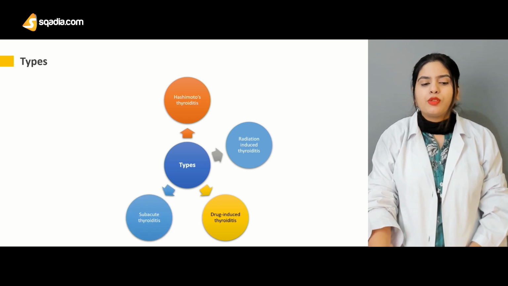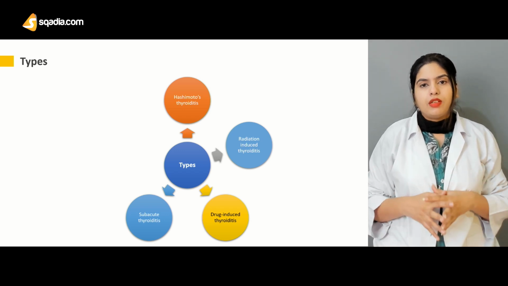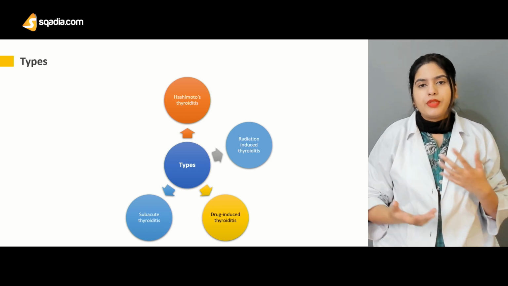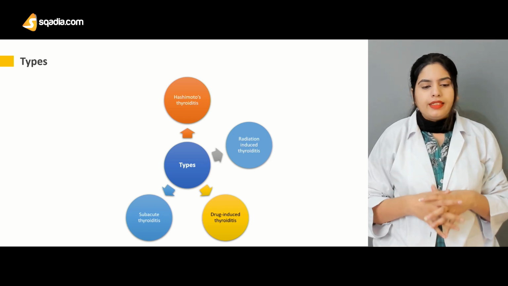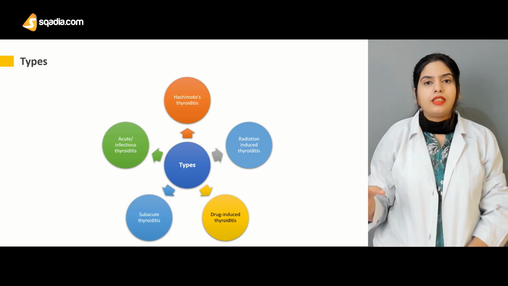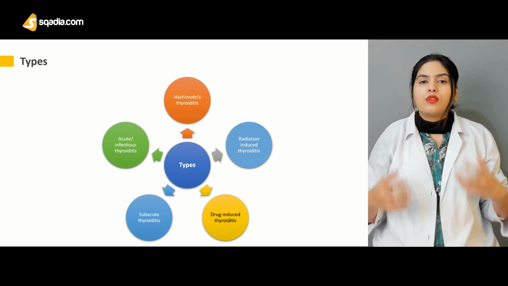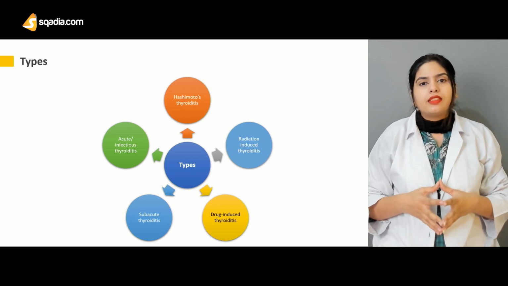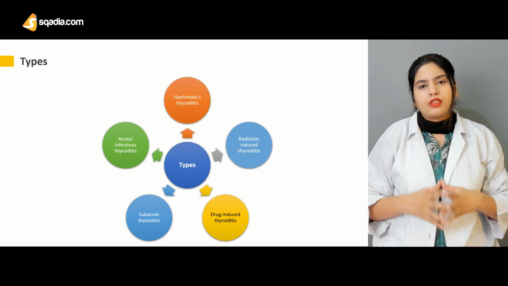Then there comes subacute thyroiditis. Subacute thyroiditis is a sudden start of inflammation, a sudden inflammatory condition that leads to the appearance of symptoms or clinical presentation in the patient, and it is of short duration. And then comes acute infectious thyroiditis. Acute, as the name indicates, is also of short duration, but it is very severe and sudden. The difference between acute and subacute thyroiditis is that subacute thyroiditis is less severe as compared to acute infectious thyroiditis.